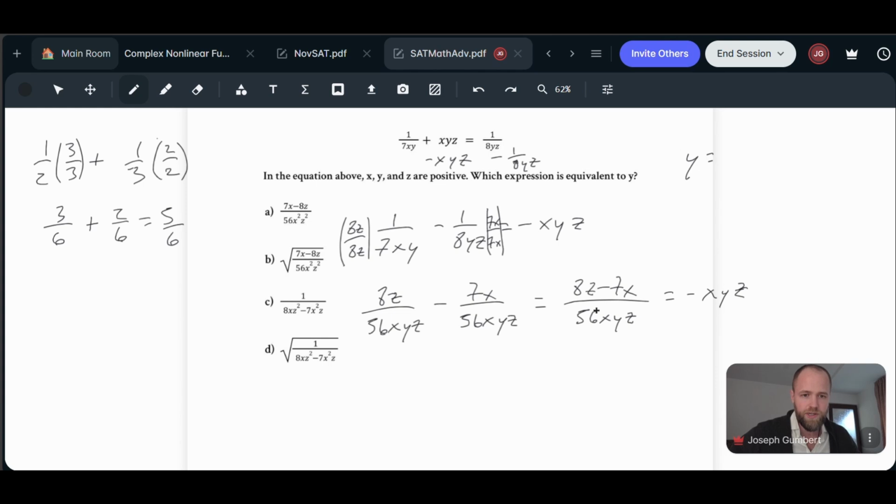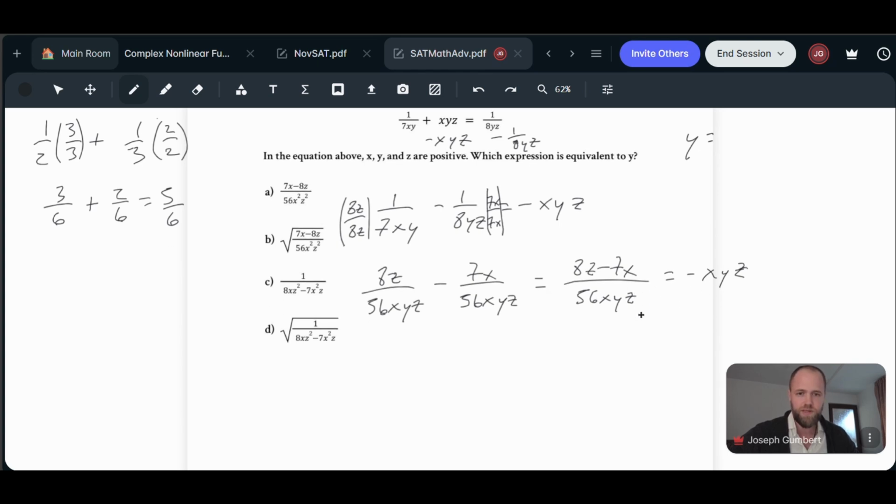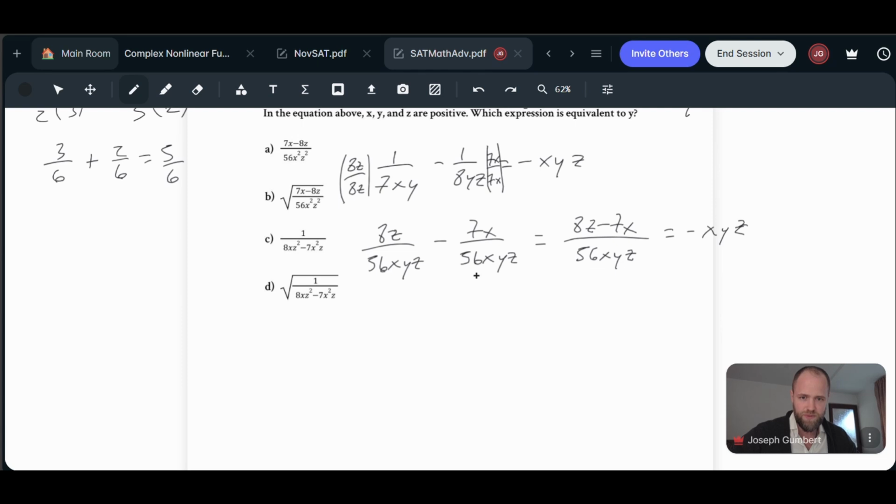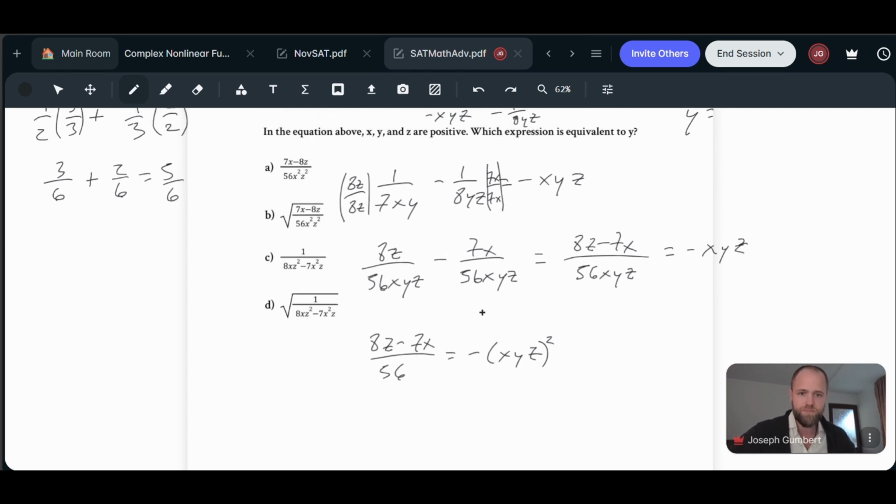Now from here, I want to try to get all the y values on one side. In an effort to do that, I'm going to multiply both sides by xyz, just so that I can get all the y terms together. So by multiplying both sides by xyz, I'm going to get 8z minus 7x all over 56 is equal to negative xyz squared. So we have that.